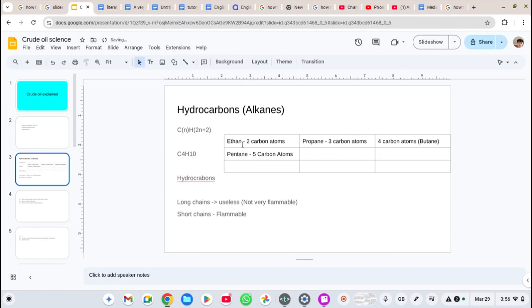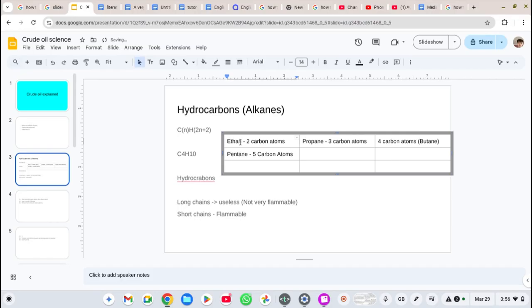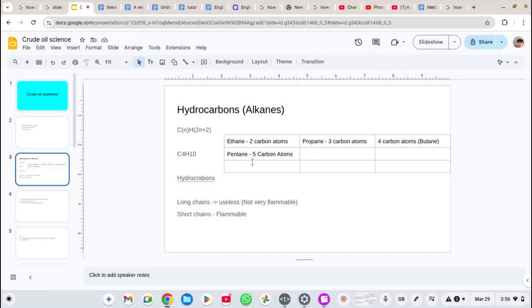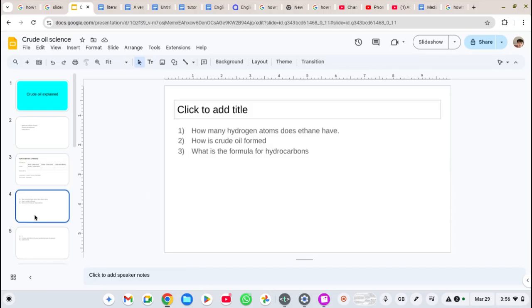Ethane is 2 carbon atoms. Propane is 3. Butane is 4. Pentane is 5. Long chains are pretty useless to us. They're not very flammable. So, short chains are flammable, so you want to cut them down.